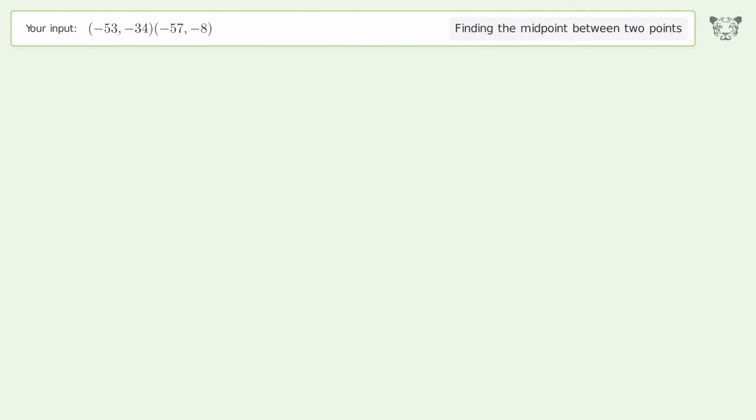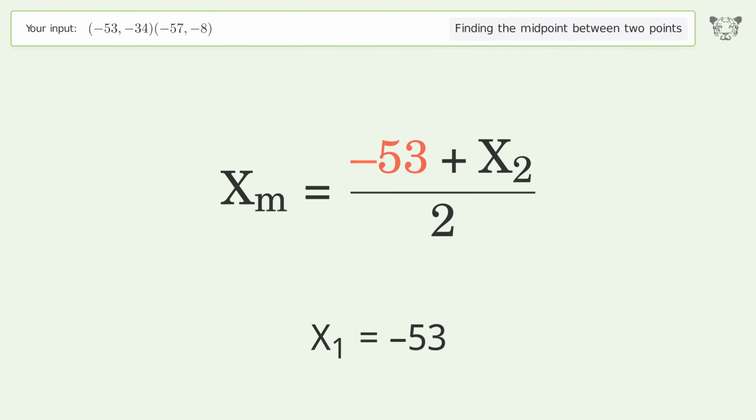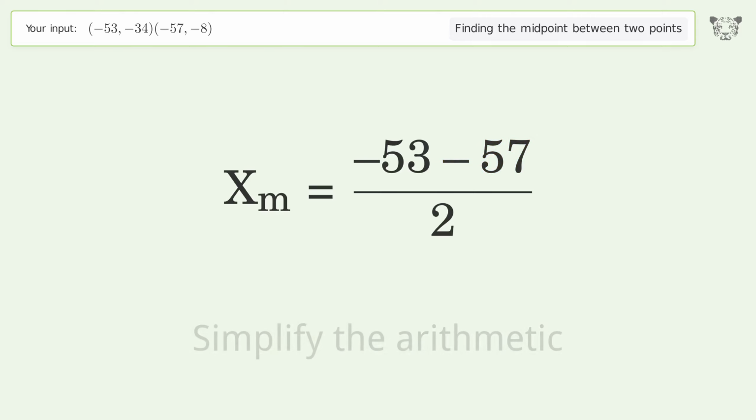Use the x values in the midpoint formula to find the midpoint's x. x1 equals -53. x2 equals -57. Simplify the arithmetic.